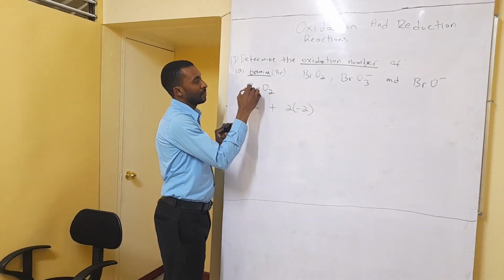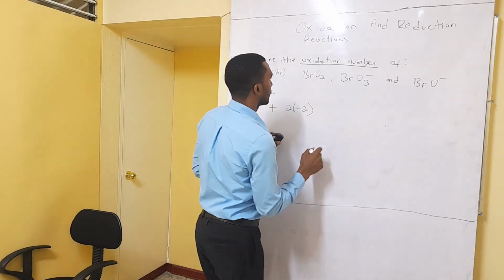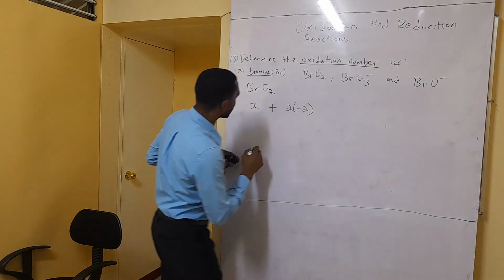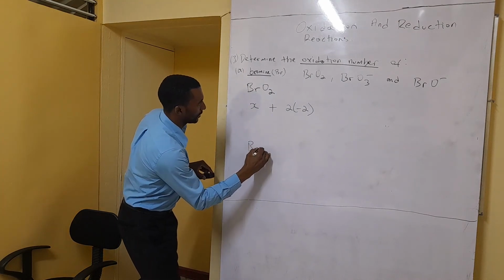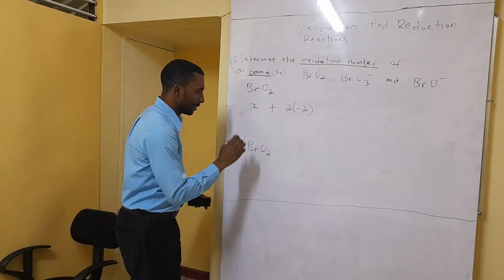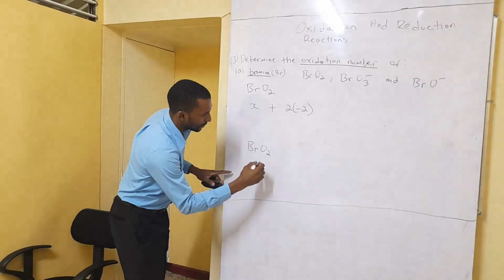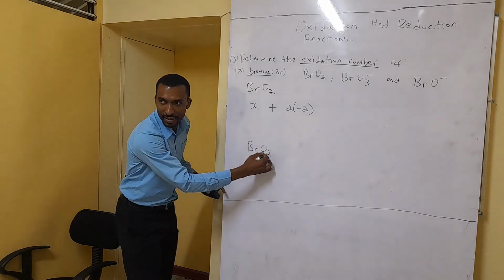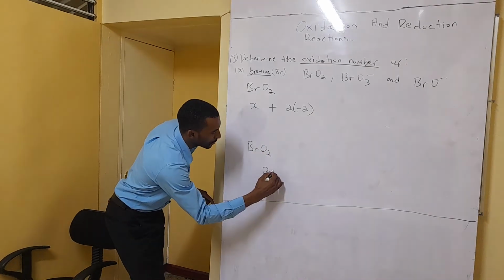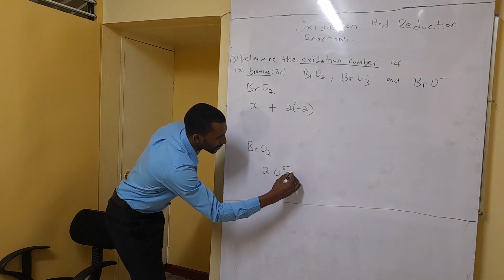Alright. BrO2. When we have BrO2, this means that this O2 here is not oxygen gas. It means that we have 2 O2- ions.